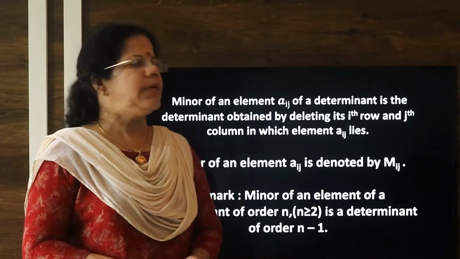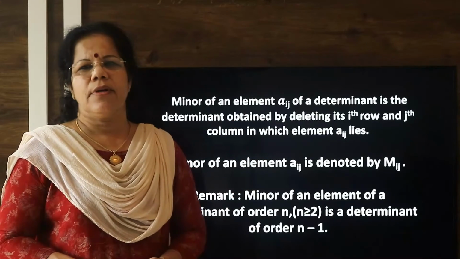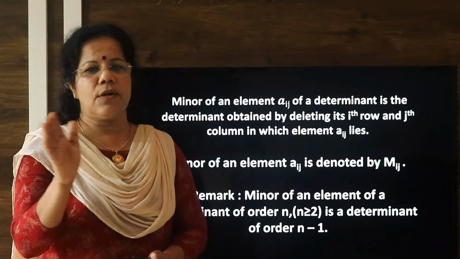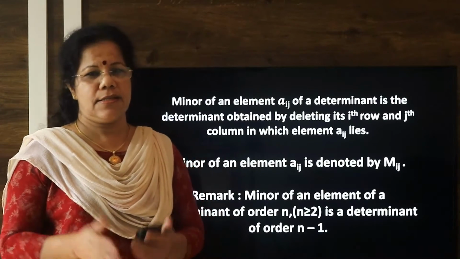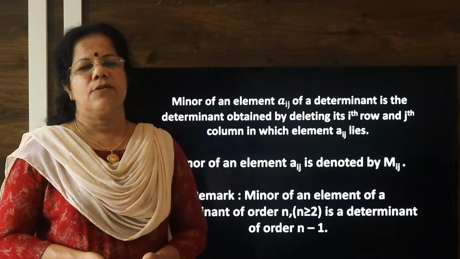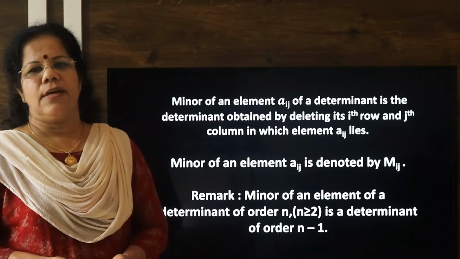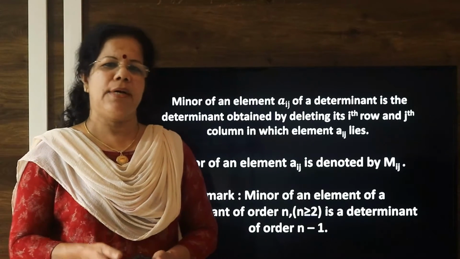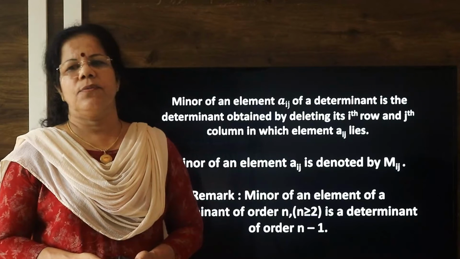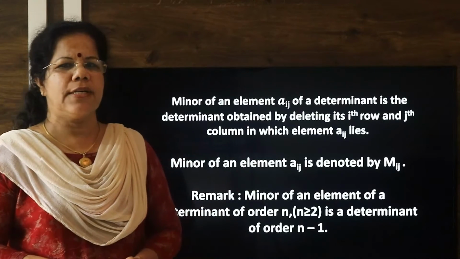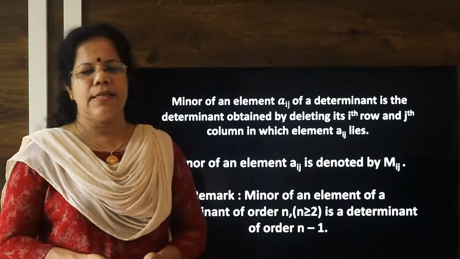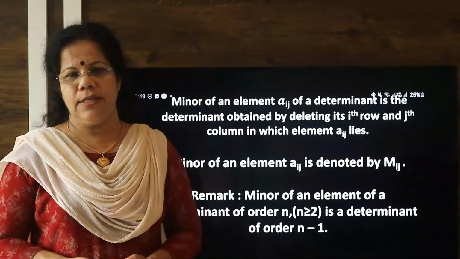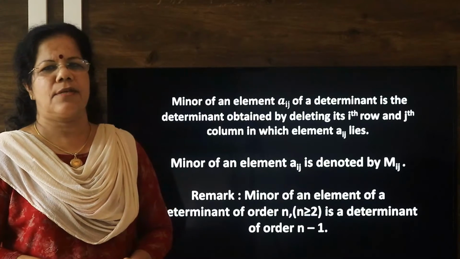The minor of an element Aij is obtained by deleting the row and column in which Aij lies. That is the resulting determinant. Right? So the minor of Aij is denoted by Mij. I told you already, in the first case, for a 2 by 2 determinant, the minor was a single element. So generally we say the minor of an element of a determinant of order n, where n is greater than or equal to 2, is a determinant of order n minus 1, one less than the order of the determinant. It was clear from the previous examples.